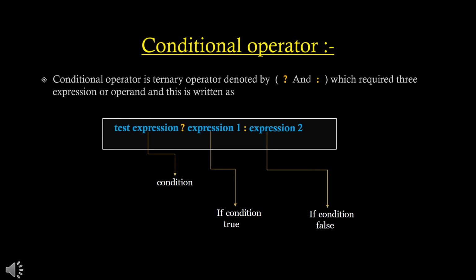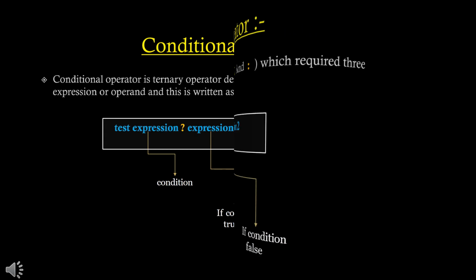This operator is a shorthand for if-else statements, and is represented as, for example, int max = (a > b) ? a : b. This means if a is greater than b, assign a to max, otherwise, assign b to max.